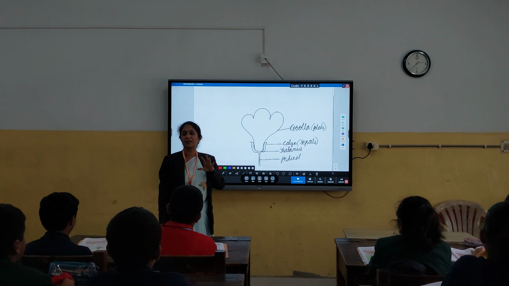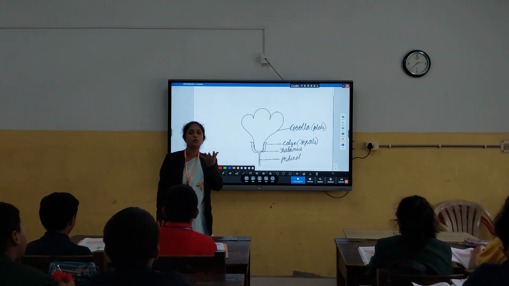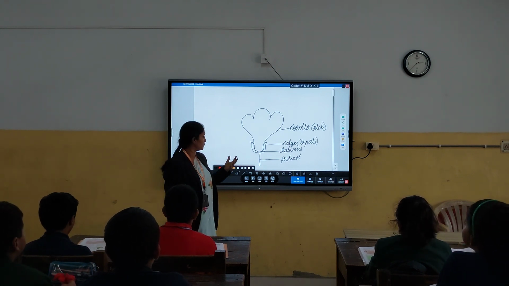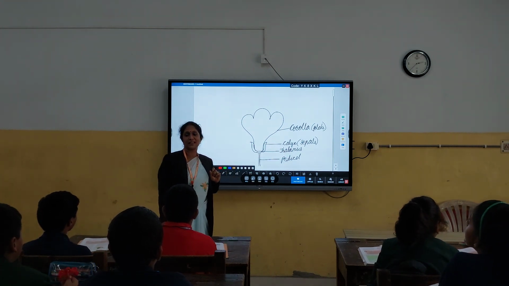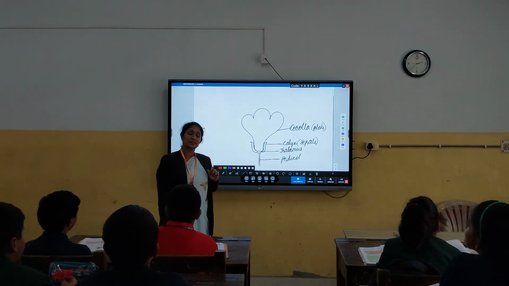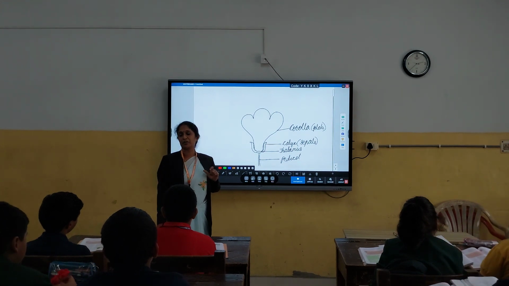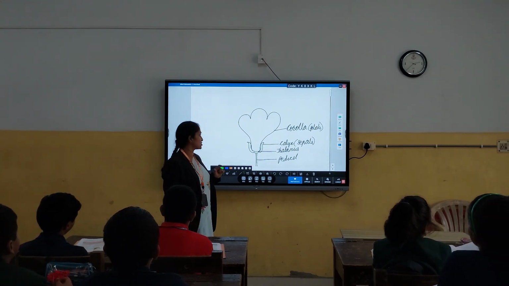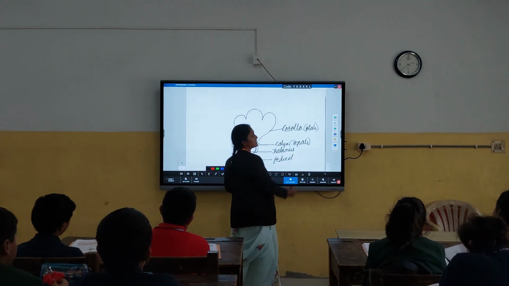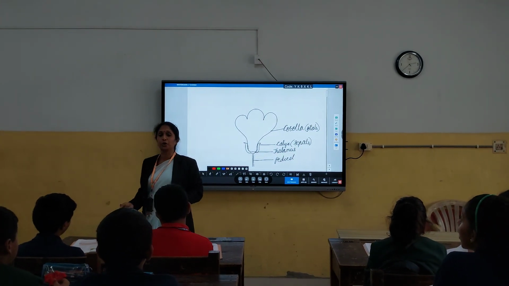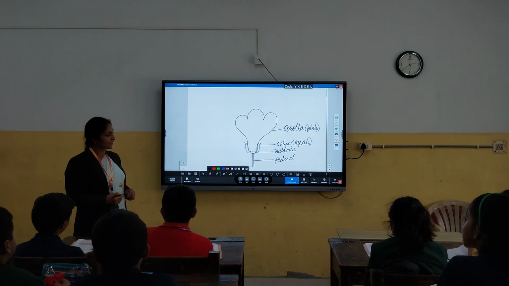All the parts of the flower are erect on it, so the thalamus holds all the parts of the flower. Okay? And then next is the calyx. What is the function of the calyx? It protects the flower in the bud stage. Next is the corolla. It is made up of petals and its function is to attract insects.